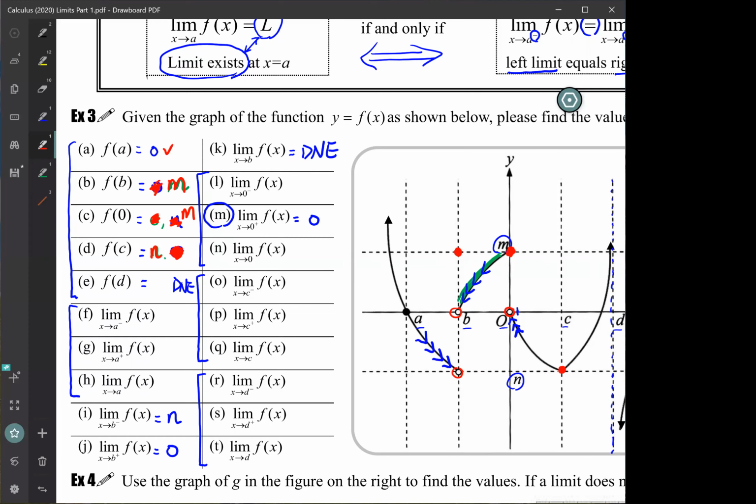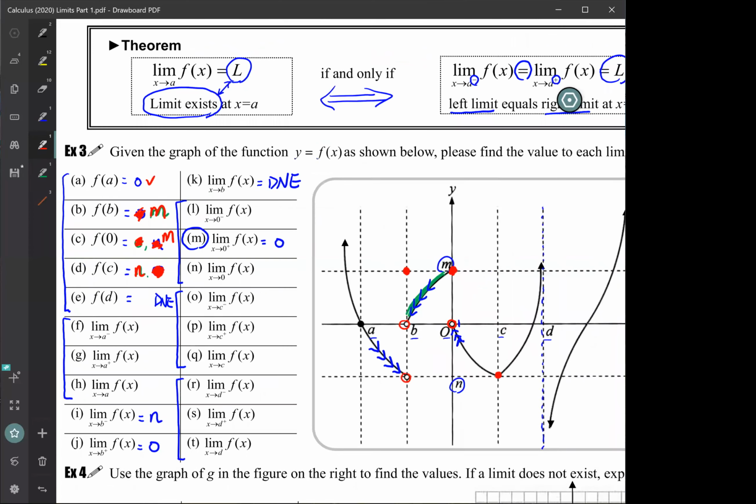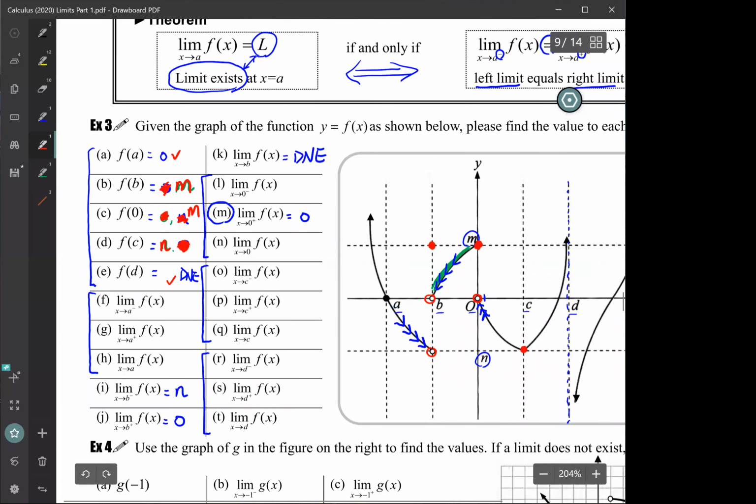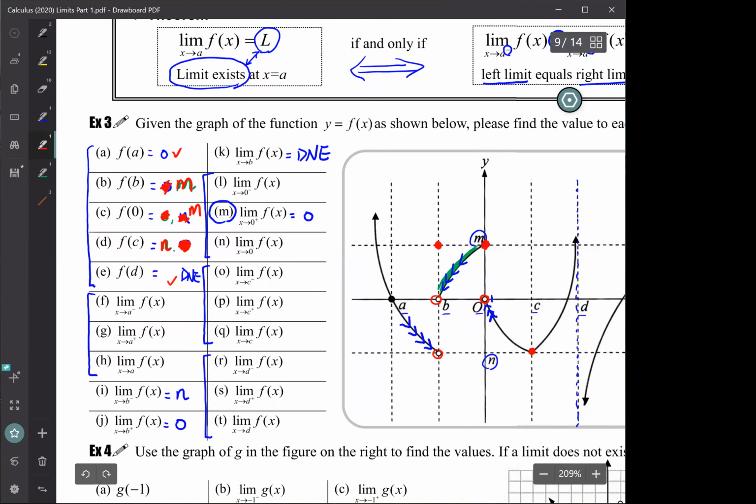Are we good? Okay, F of D is an asymptote line, right? Completely empty. So there's no value, so that one's correct. Okay, D and E.